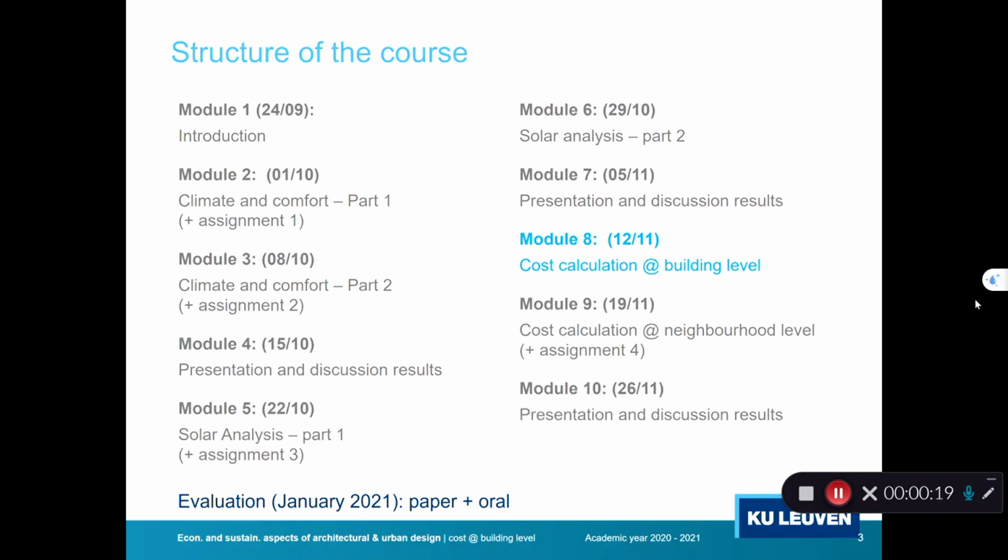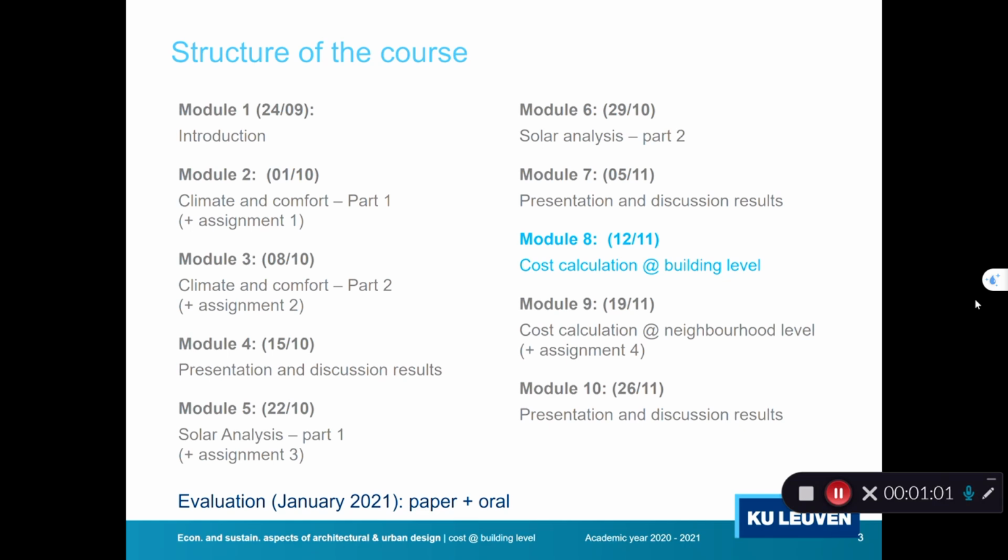To situate this module in the overall course, we have first investigated and analyzed climate and comfort in different climatic contexts and learned how you can use weather parameters to analyze your climate and how the comfort charts can be used to get an idea of the thermal comfort situation in a specific context. Modules 5 to 7 focused on the solar analysis, using solar charts or shadow charts to analyze the solar access to your building and how you can change it by design measures.